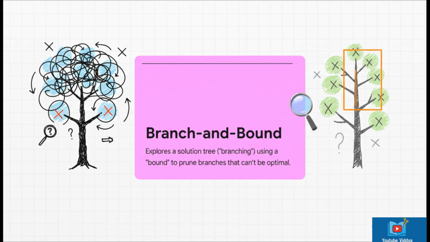But, and this is the really genius part, it also calculates a bound for each branch. Now, this bound is just an estimate, a best-case scenario guess for that path. And it uses that guess to intelligently prune, or chop off, entire branches of the search tree that it knows can't possibly lead to the best answer.